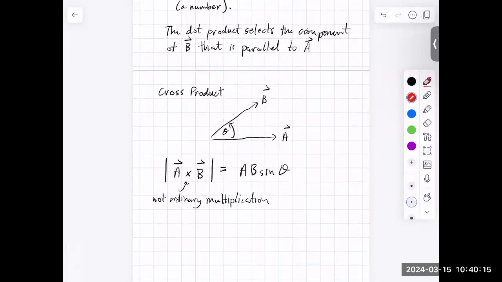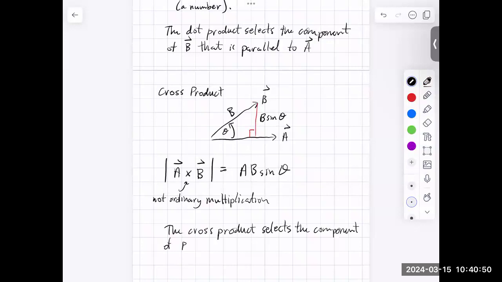And that's exactly what it's going to do, because I can construct the same right angle triangle, and I can say, well, this is B sine theta, and here's B. And so this B sine theta is selecting the component of B that is perpendicular to A. So the cross product selects the component of B that is perpendicular to A. All right, so in some ways, the dot product and the cross product are complementary to one another, just selecting either the parallel or perpendicular component.